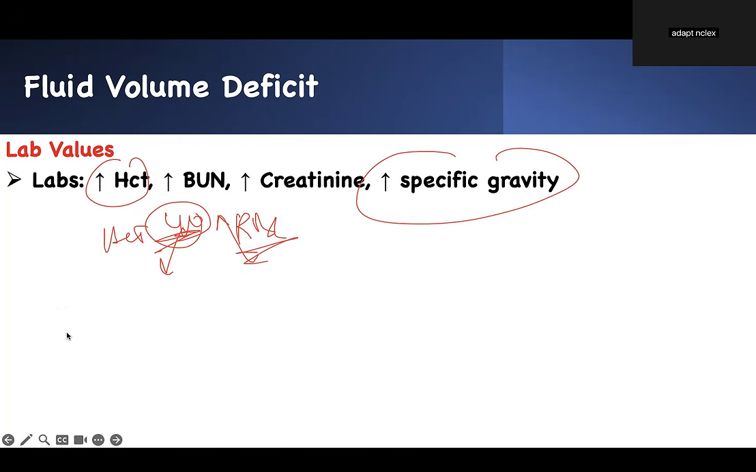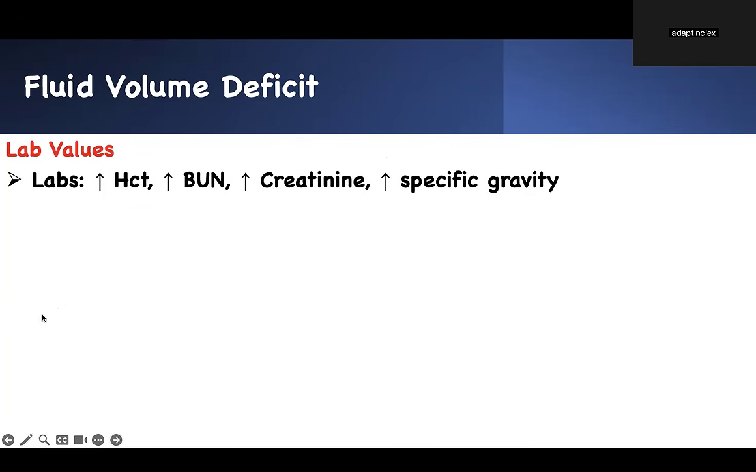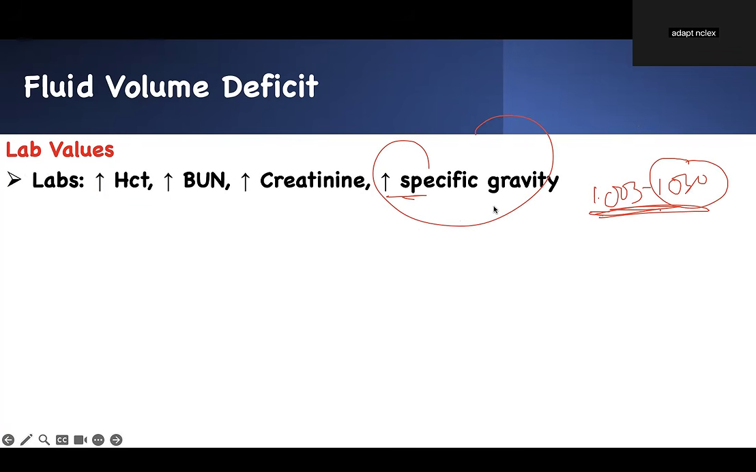And urine specific gravity will go up because you're going to absorb most of the fluid. If they give you a lab value, there's a way you can remember them. Your urine specific gravity normally is this. Specific gravity is usually 1.003 to 1.030.